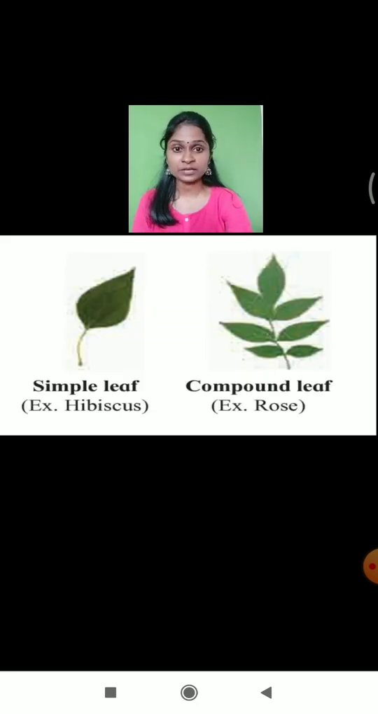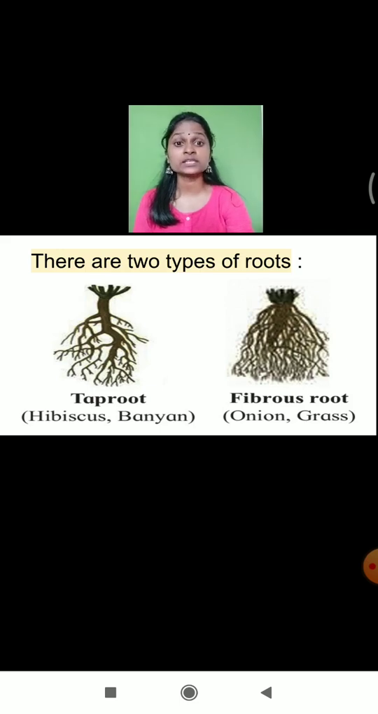And what else we have learned? We have learned that there are 2 types of the leaves. What are the 2 types of the leaves? Simple leaf and the compound leaf. Okay. And again we learnt about the 2 types of the roots. What are the 2 types of the roots? Taproot and the fibrous root. So these are the 2 types of the roots which are found in the plants.